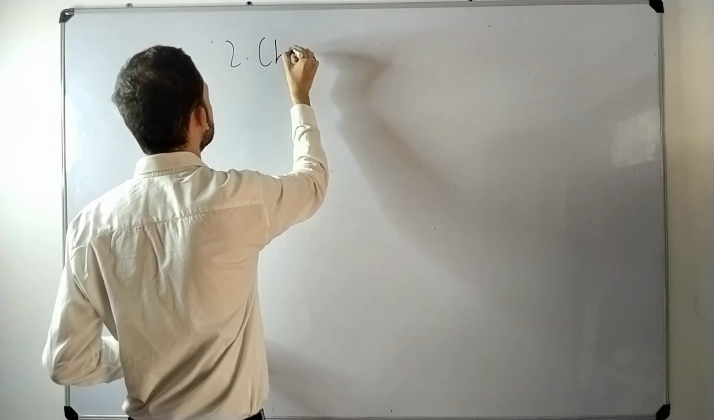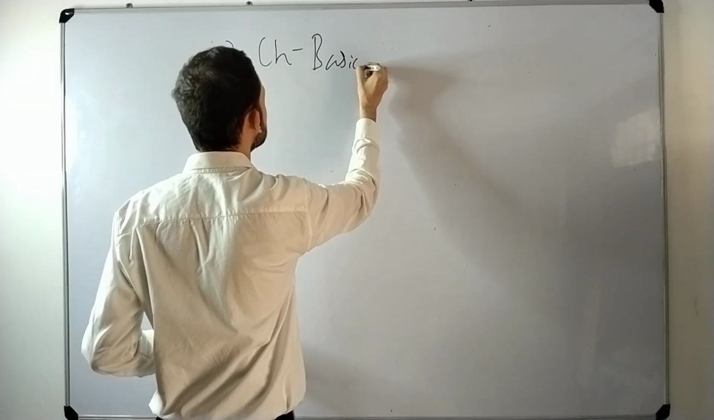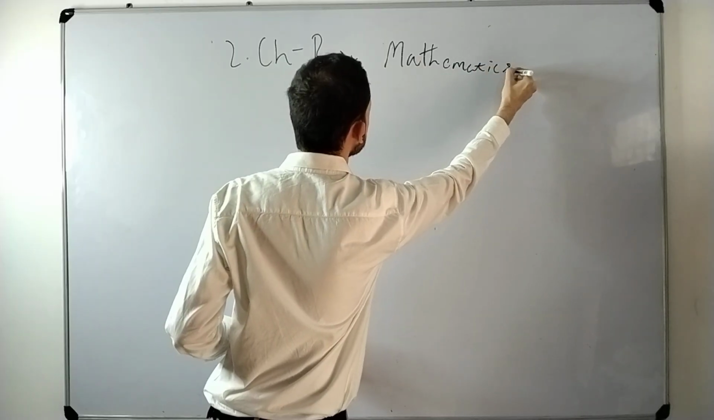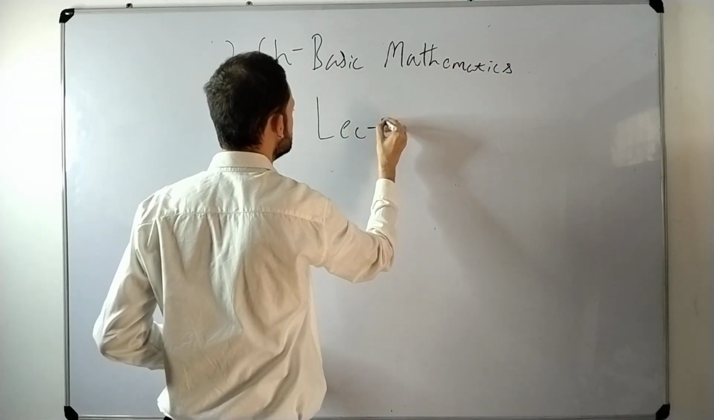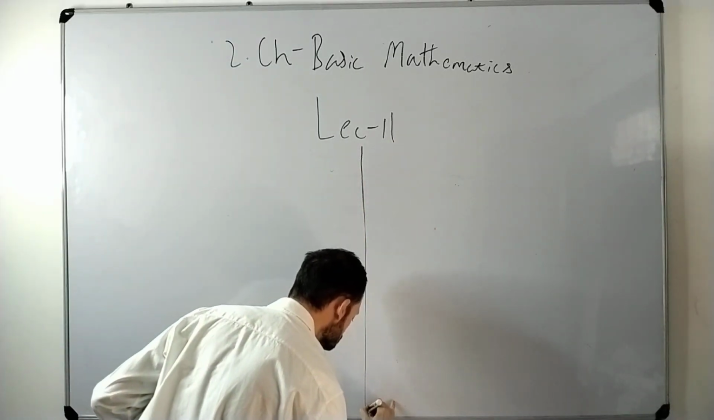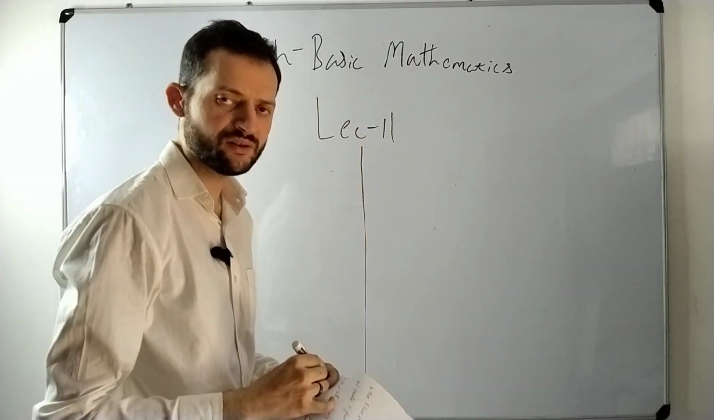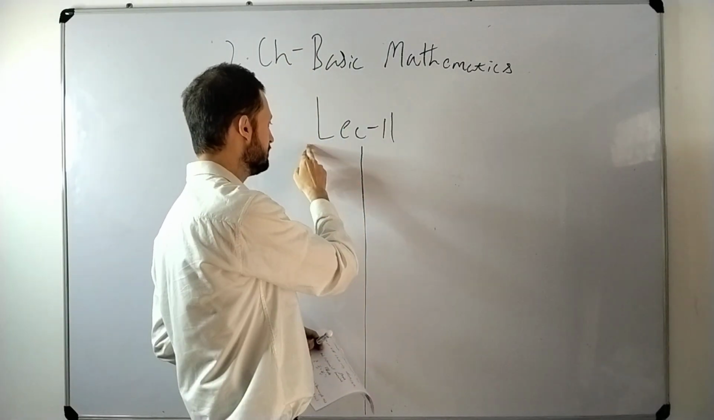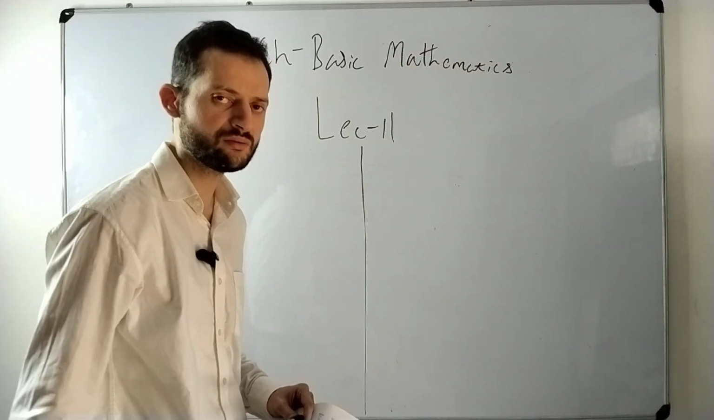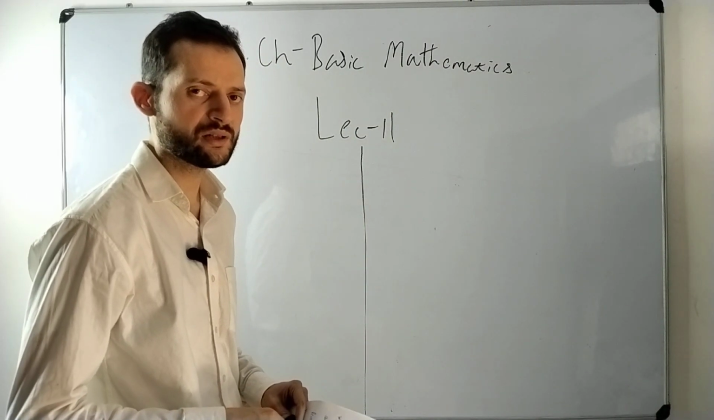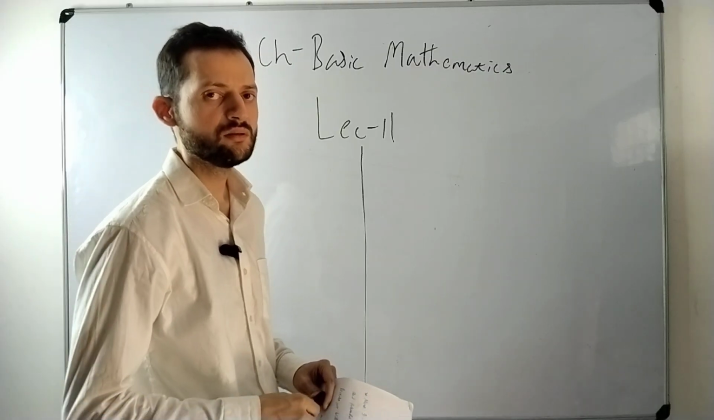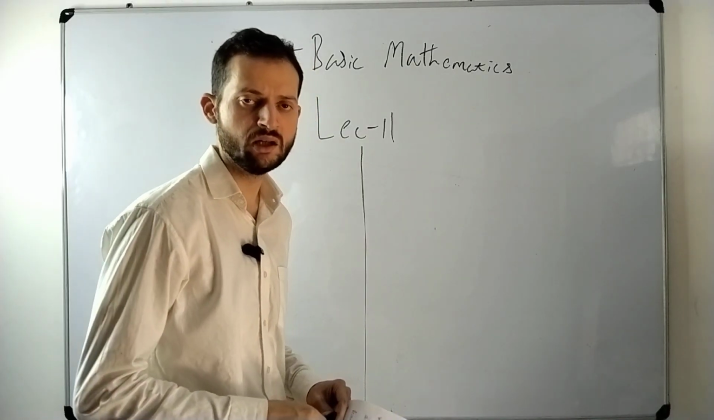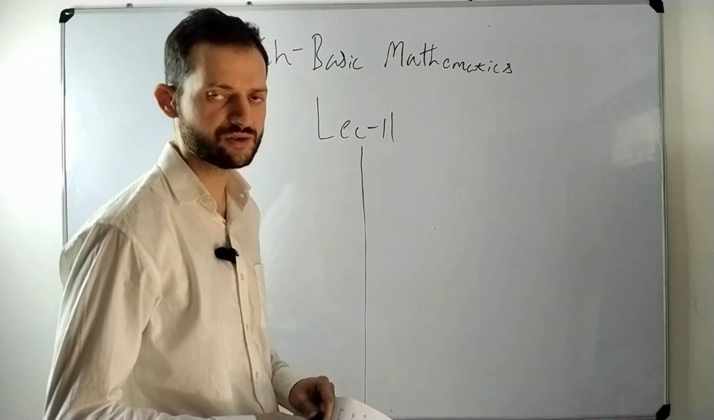Second chapter, basic mathematics, lecture number 11. So in this lecture, students, we will discuss basically graphs and percentage change. What is percentage change and what are graphs. The straight line and parabola graphs I have already discussed. So in this lecture we will discuss only circle, hyperbola, ellipse and exponential graph.